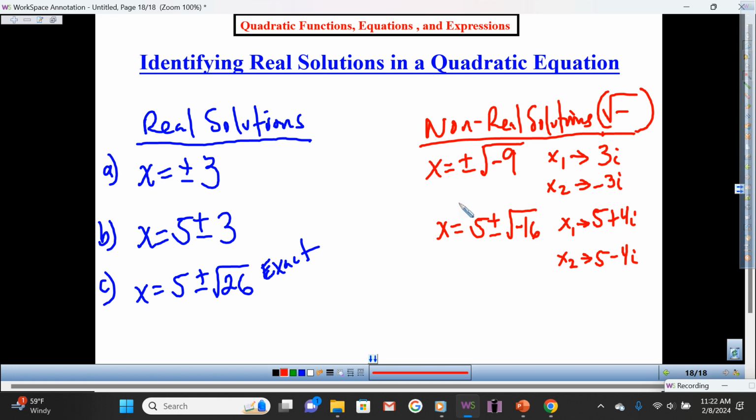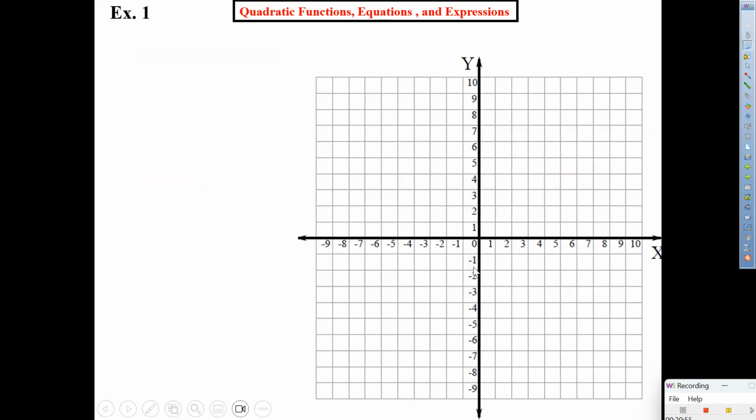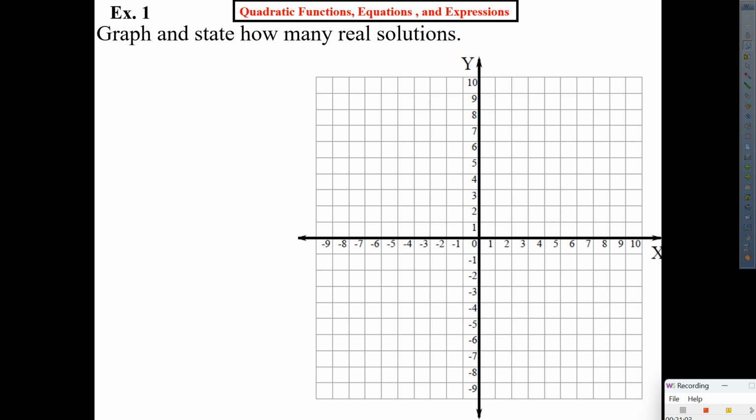Before we move on, tell your neighbor the difference between real solutions and non-real solutions. Yes, the i, or that there's a negative inside the square root. All right, that takes us to this problem. You have your coordinate plane? Copy this: graph and state how many real solutions. y equals 2x squared plus 4x plus 1.